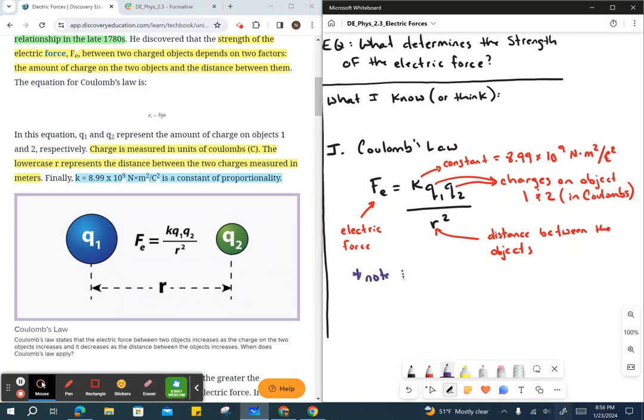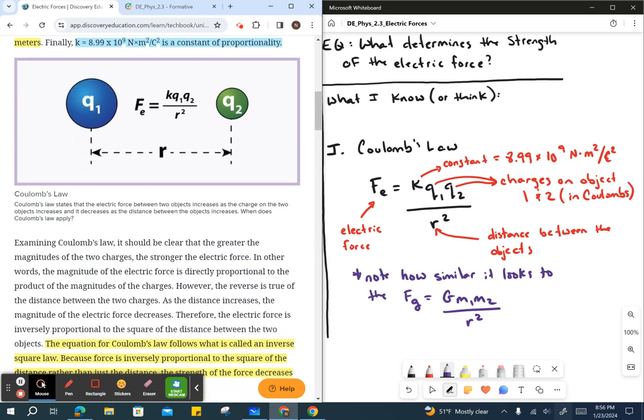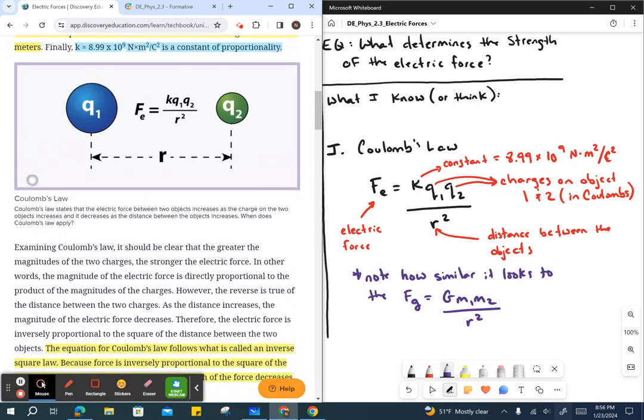Note how similar it looks to the force of gravity formula, which was F of g equal to the gravitational constant times the mass of object 1 times the mass of object 2, all that divided by the distance squared, right? Very similar type of setup. That should make it pretty easy for memorization purposes.